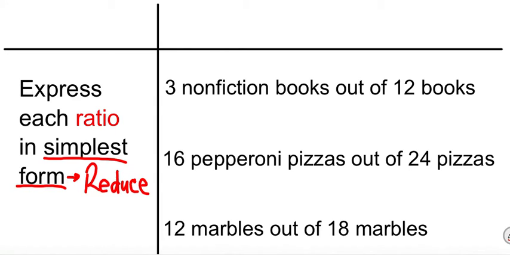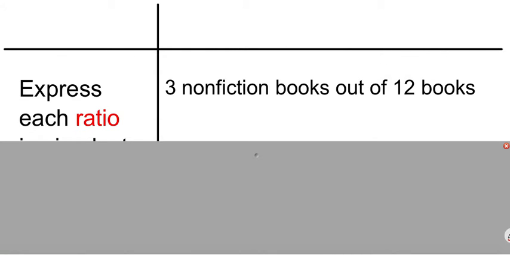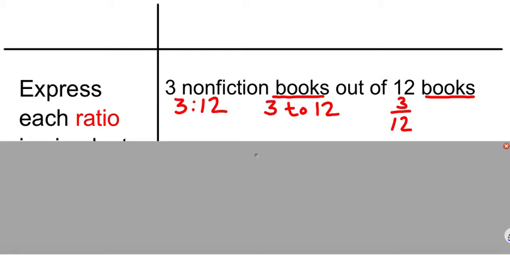First of all, let's look at why these are ratios. Notice for this first problem, this is a ratio because I am comparing books. Again, at any point, feel free to pause this if you need to. But I am comparing books. I am comparing nonfiction books to total amount of books. And if I had to write this ratio, the original ratio would be 3 to 12, or 3 to 12, or the fraction 3 over 12.